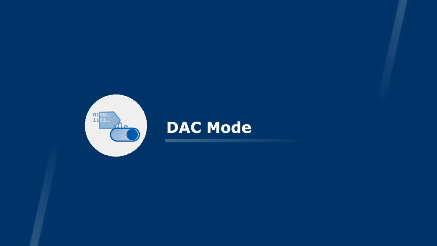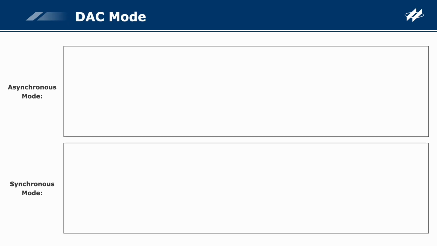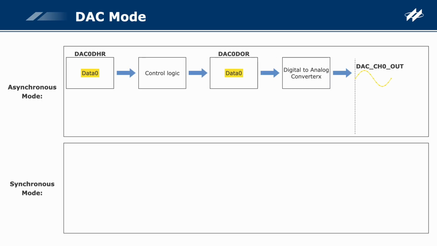DAC Mode. In order to understand the DAC synchronous and asynchronous modes more clearly, let's illustrate with a concrete example. We first start with the asynchronous mode. First write the digital data 0 into the DAC 0 DHR register. The data is transferred into the DAC 0 DOR register through control logic and the DAC conversion is performed. After the conversion is completed, DAC 0 OUT will generate a corresponding analog signal.